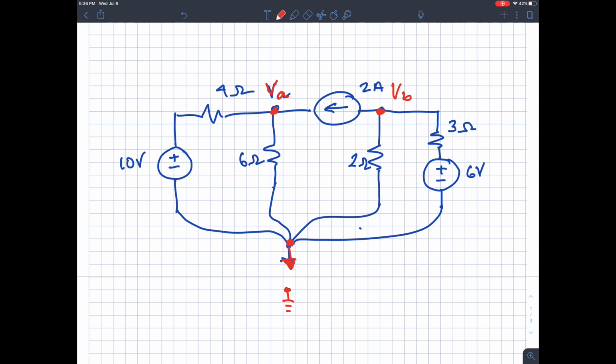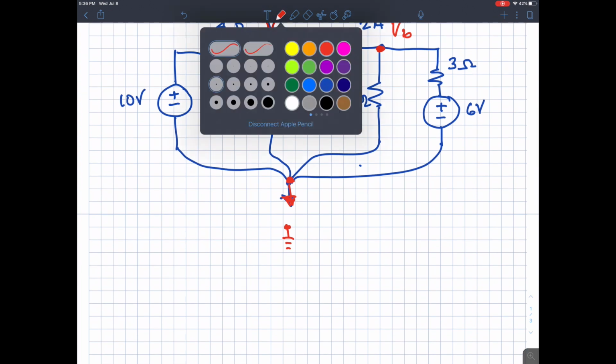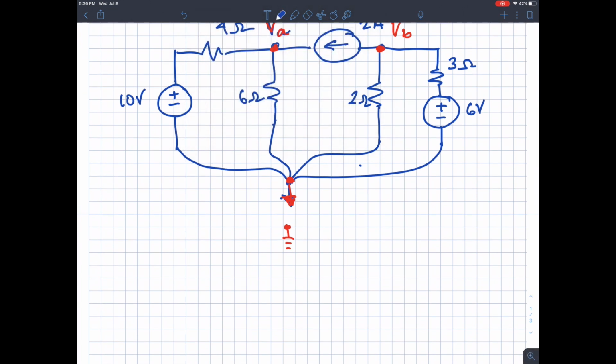Hopefully you're with me. We have established what a node is: it's where 2 or more branches connect together. Then we found all the nodes in this simple circuit, and we labeled them. We chose one of those as a reference. The node voltage technique depends on writing KCL equations at each node.